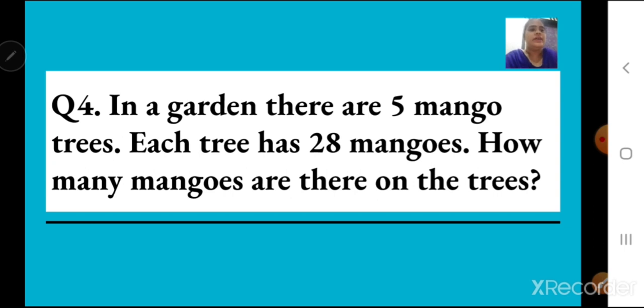In a garden there are 5 mango trees. Each tree has 28 mangoes. How many mangoes are there on the trees? So question number 4 and question number 2 are your homework.